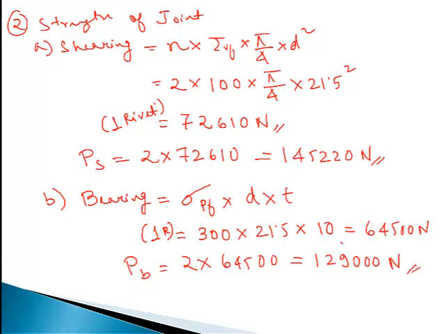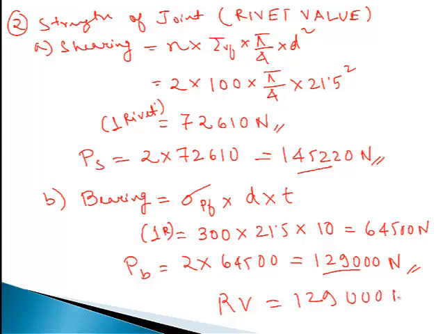So the strength of joint is also known as what? Rivet value. The rivet value is the least value of shearing and bearing. So what will be the rivet value in this one? One is coming 145220 and another is coming 129000. So the rivet value will be 129,000 Newton.